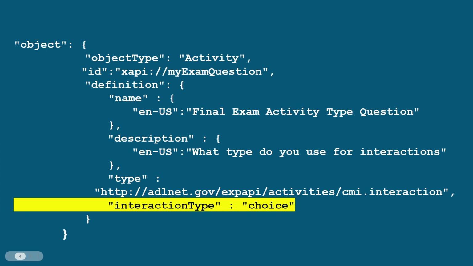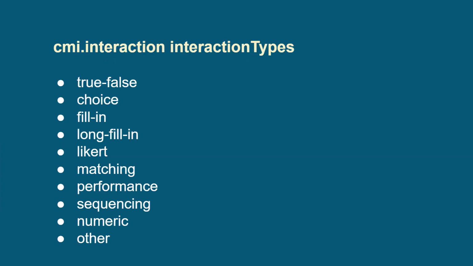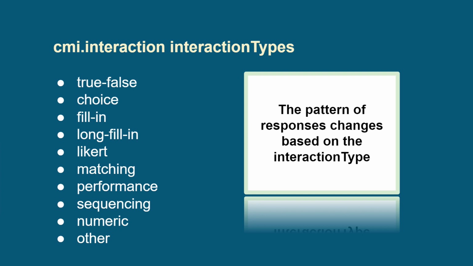So this gives us the ability, again, just in a review here, when we're talking about a particular activity, number one, we have the ability to say it is a CMI interaction. So it's like a question response. And then we can say additional details about what kind of question it is. So the different kinds of questions are true-false, choice, fill-in, long fill-in, Likert, matching, performance, sequencing, numeric, and other.